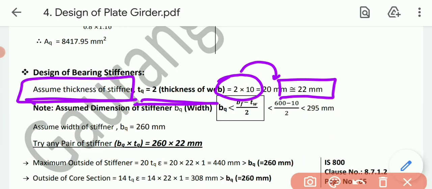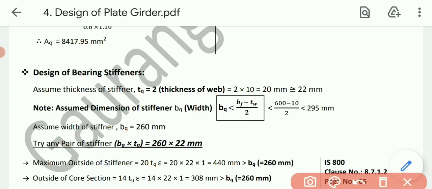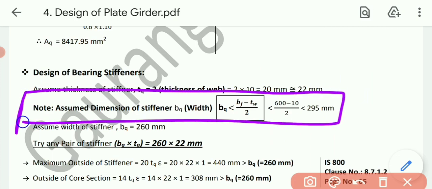If you want to assume 20 as the thickness of the stiffener, then also it's okay, there is no issue with that. I'm just going on the safer side. So I'm taking 22 mm as the thickness of the stiffener. Then let's check, as we are going to provide the stiffener on both sides of the web.